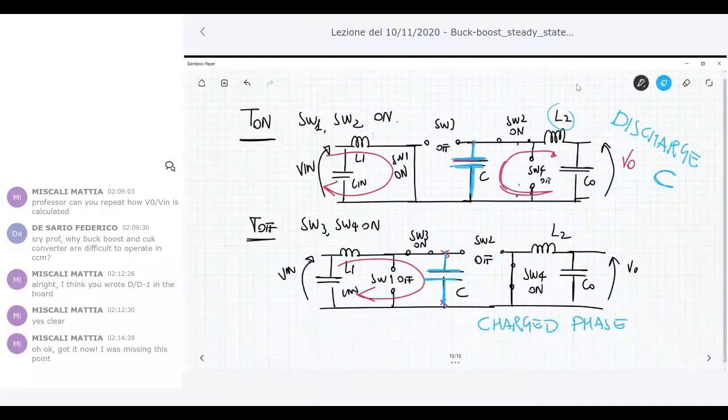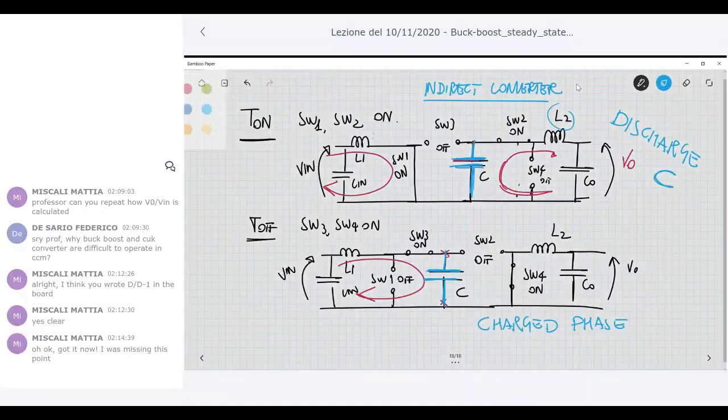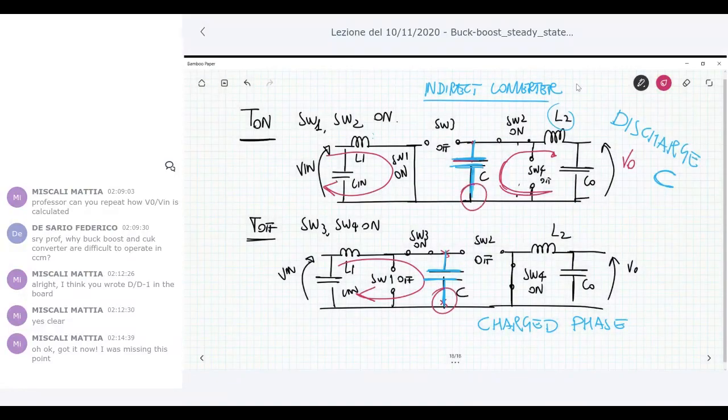What can we also consider? This is a converter that has the same conversion ratio, D over 1 minus D, of the non-inverting buck boost. So V naught is always the same sign as V in. It is an indirect converter, because there is no direct connection between the input side and the output side, as in the buck boost. One terminal of the capacitance here is always connected to the reference.